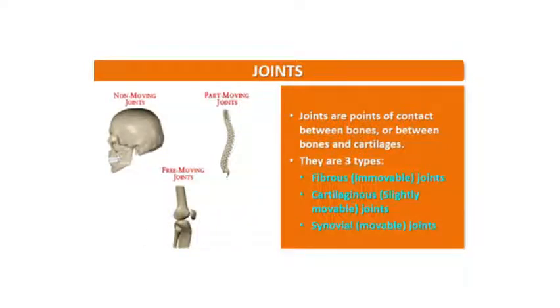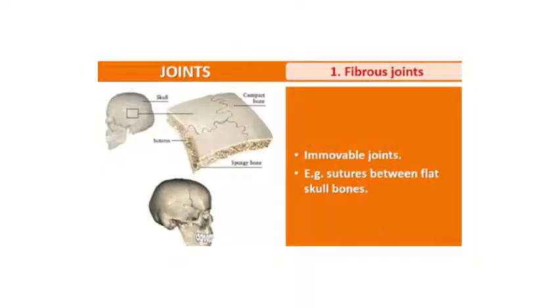Now let us understand about joints. Bones, as we know, they are the hard structures. Joints are the point of contact between bones or between bones and cartilages. So this favors the movement in the human body. They are of 3 types: fibrous joints, cartilaginous joints and synovial joints. Now, fibrous are the immovable joints, cartilaginous are the slightly movable joints, and synovial are fully movable.